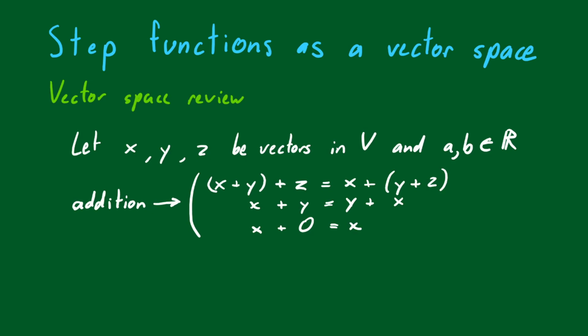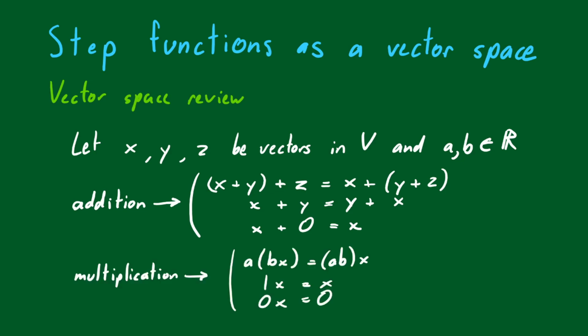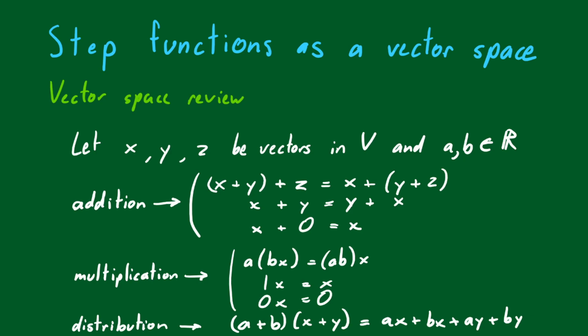First, there are three addition properties, namely the associative, commutative, and addition to zero properties. Then we have some multiplication properties, the associative property, multiplication by scalar 1, and the scalar 0. Finally, there's the distributive properties, where the multiplication by sums of scalars and sums of vectors would work as you would expect.